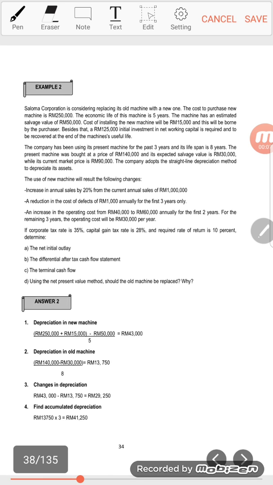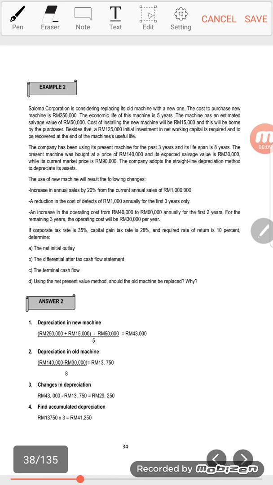Okay, now let's turn to page 34. We are going to continue on the second example for cash flow analysis and replacement decision. Under this example, this is the example for uneven cash flow. Let's look at the example. Saloma Corporation is considering replacing its old machine with a new one. The cost to purchase the new machine is RM 250,000. The economic life of this machine is 5 years. Okay, this is the information for the new machine.